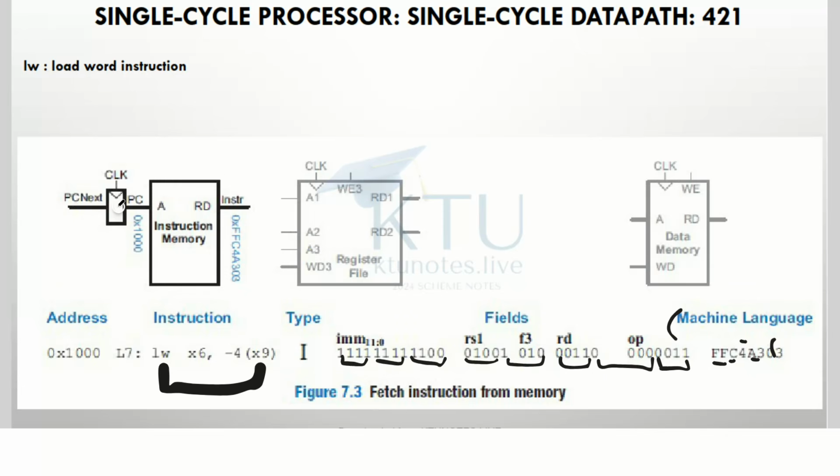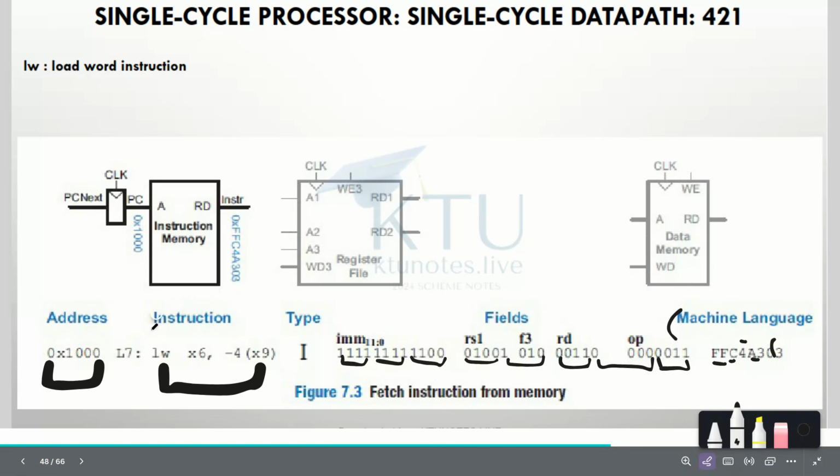That means the PC, I told you what the PC does. The PC gives the address of the instruction, that is 0x1000, to the instruction memory's input A. So what does A do? A takes this input address, the location in the memory in which the instruction is present. 0x1000 is the location in which this instruction is present.